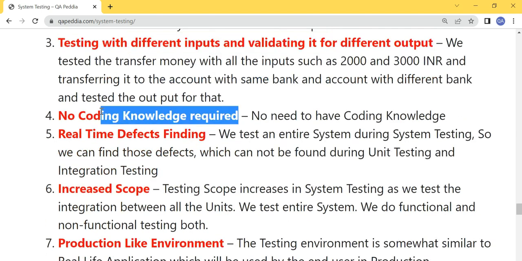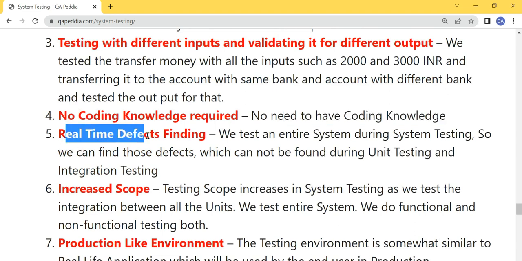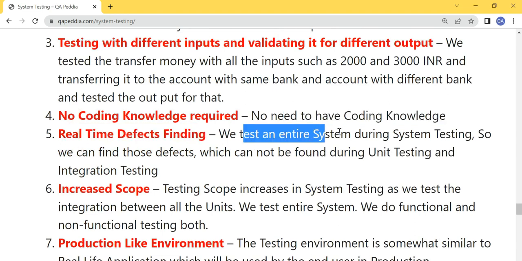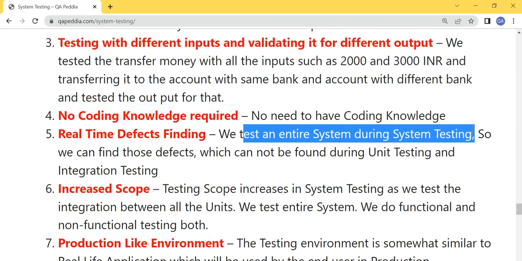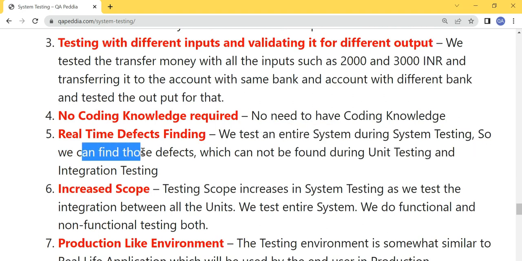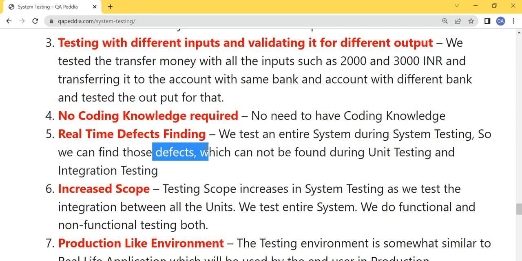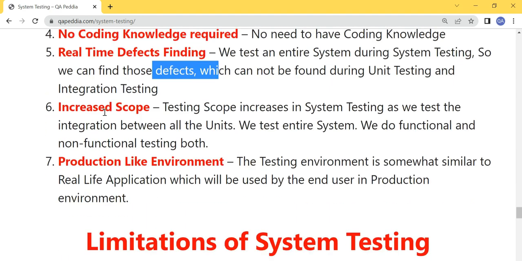And no coding knowledge required. We don't need to have any coding knowledge if we want to do system testing. Real-time defect finding. We test an entire system during system testing, and the system would be the same as how an end user is going to use it. So any defect that we find here, that type of defect we cannot find in unit testing or integration testing. And the defects that we find are similar to the real-time defects which an end user may get.